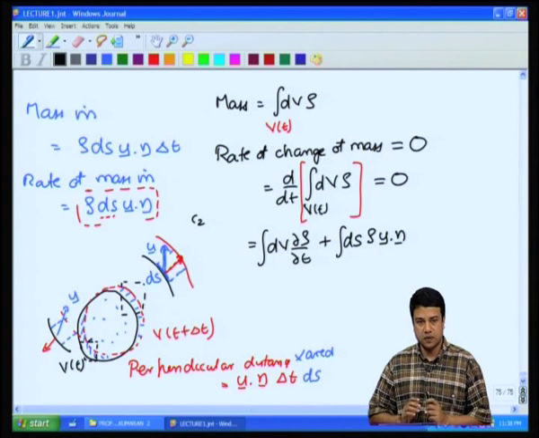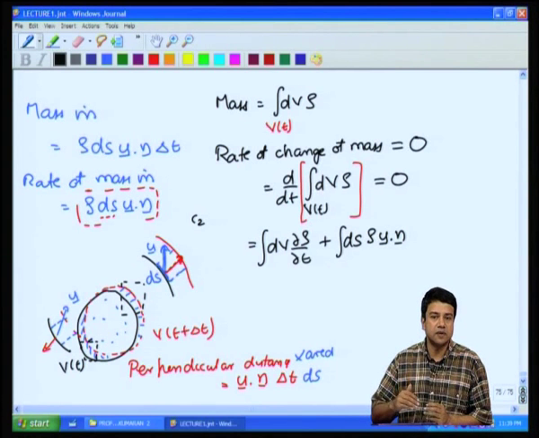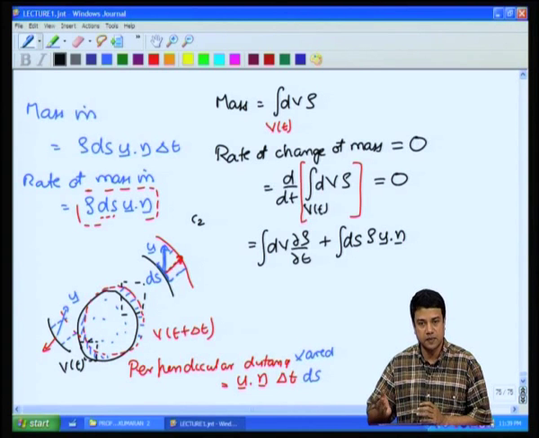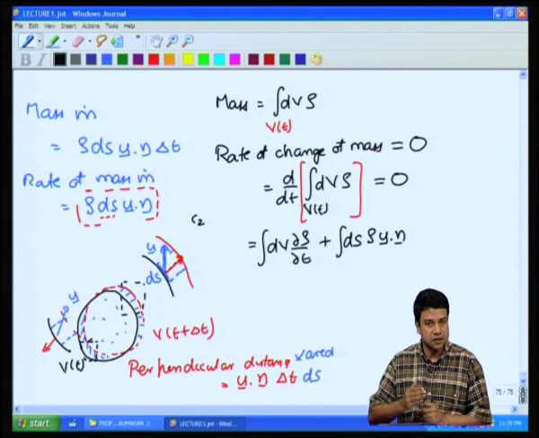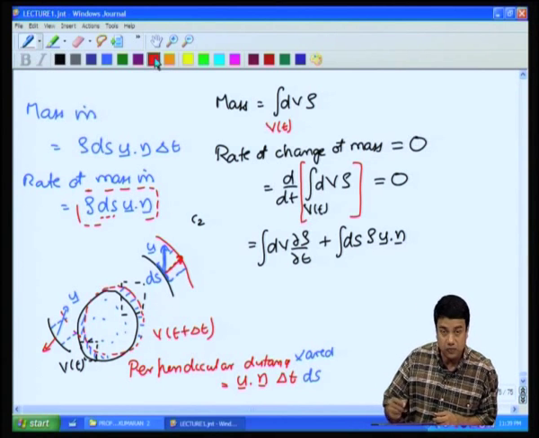So, there are two components, one because there is a change in density within this volume itself. The other is because as the volume is moving in space as a function of time, there are volume elements that are coming in to this differential volume, and there are volume elements that are leaving this differential volume. This thing is what is called the Leibniz rule.